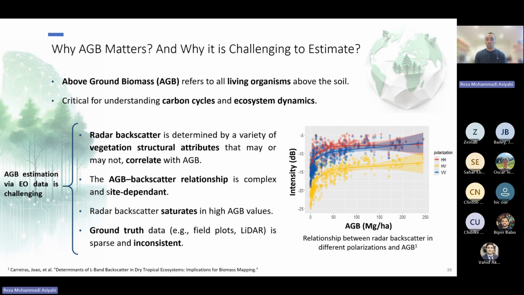So Earth observation, especially SAR, is a very helpful tool to estimate the AGB globally. SAR is the best tool for this among Earth observation data because it has a very good correlation with AGB. I'm showing one example here, with the AGB on the x-axis and the intensity of the SAR data on the y-axis. But this correlation is not easy to understand all the time, because this relationship varies from site to site. It's different for each location.